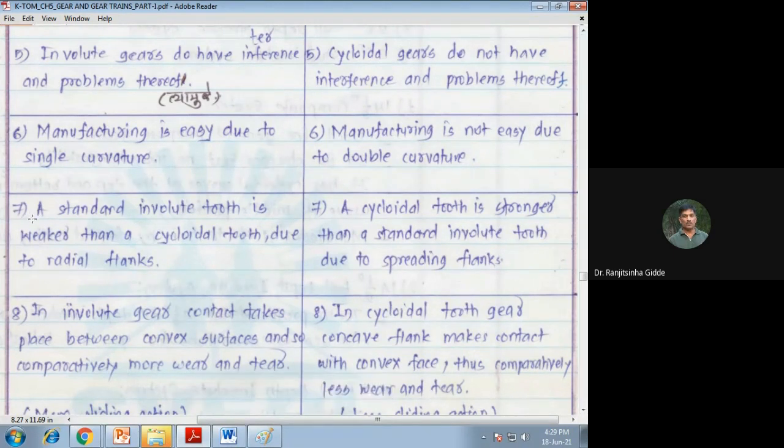Okay, so write up to this seventh, then the remaining part we'll study tomorrow or in tomorrow's lecture.